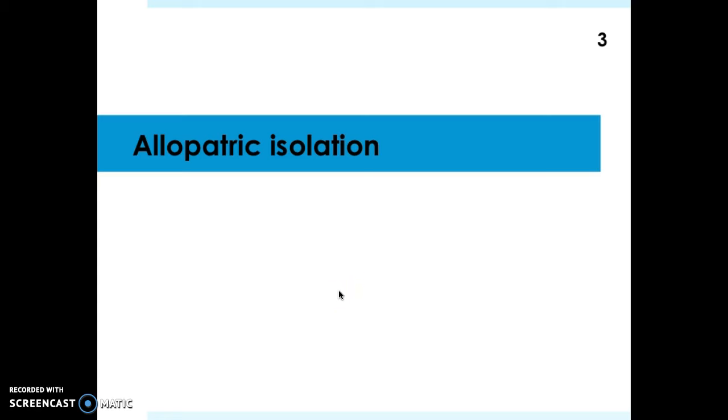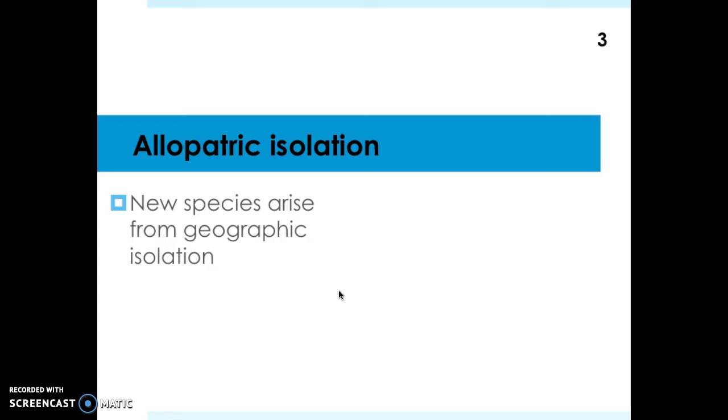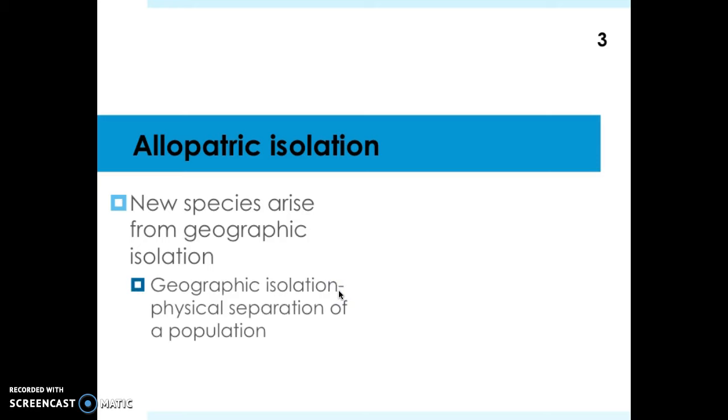So the first thing we're going to talk about is something called allopatric isolation. And what that means is basically a new species is arising due to geographic isolation. So when I talk about geographic isolation, I mean a physical barrier is separated between two populations. So they were originally one population, and then a physical barrier separates that population into two. So that means there's no gene flow. Gene flow is the movement of traits from one population to another. So the movement of traits or genes from one population to another isn't occurring.